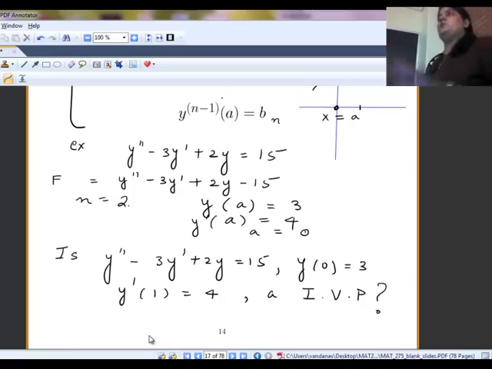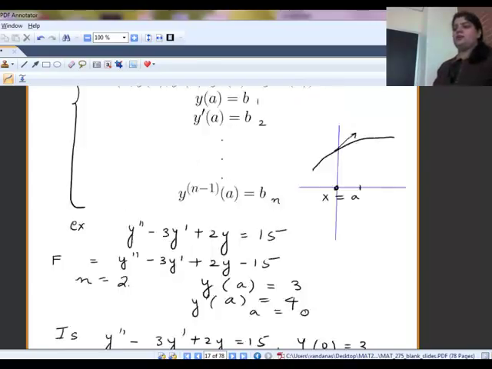For an initial value problem, you need initial conditions and a differential equation. Now the initial conditions are y at 0 is 3 and y prime at 1 is 4. Are they right? So is it an initial value problem? How many of you are saying yes? How many of you are saying no? Is this an initial value problem?